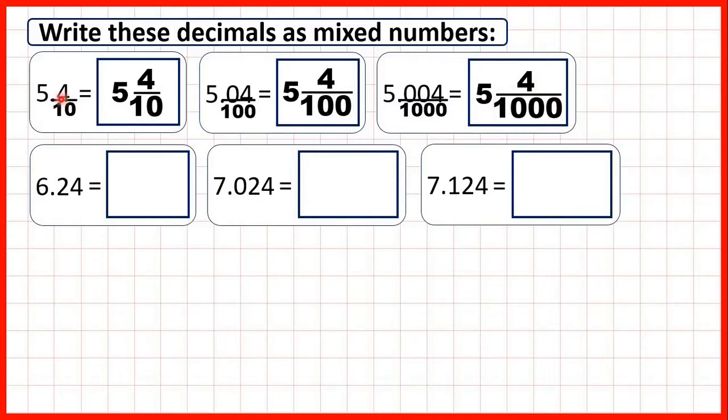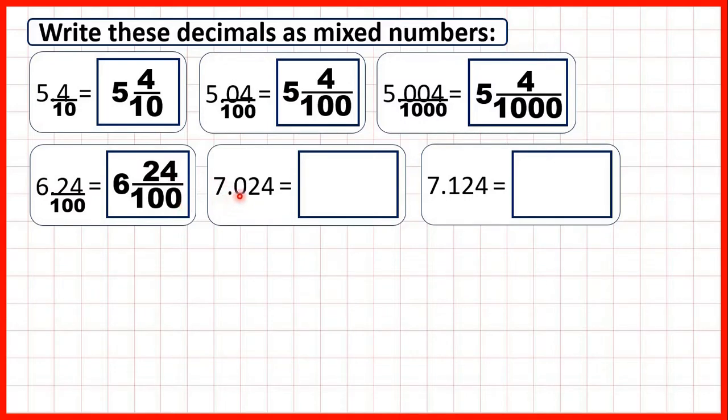So notice, when there was 1 digit after the decimal point, we drew a line across with a denominator of 10, so 1 zero. When there were 2 digits after the decimal point, the denominator was 100, so 2 zeros. And when there were 3 digits after the decimal point, our denominator was 1,000, so 3 zeros. Now we have 6.24. There's 2 digits after the decimal point, so we can draw a line across and write a denominator of 100, so 2 zeros. So 6.24 is 6 and 24 hundredths.